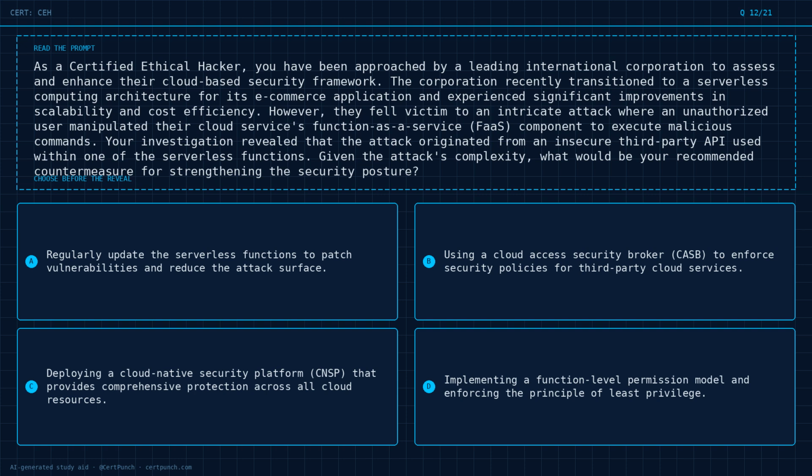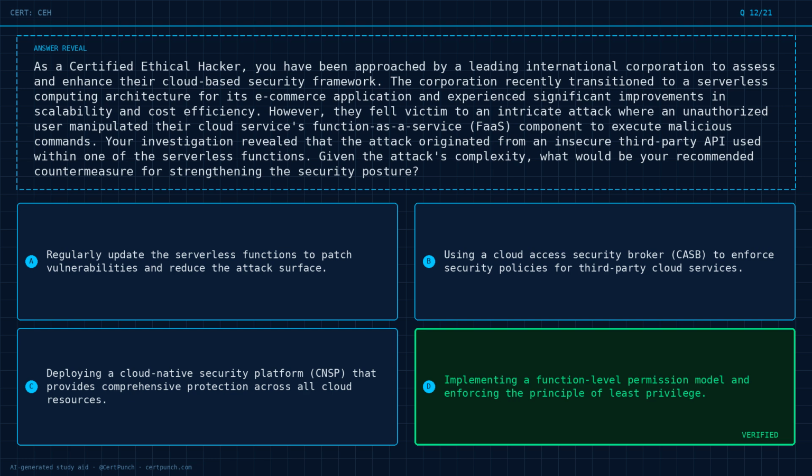Option A. Regularly update the serverless functions to patch vulnerabilities and reduce the attack surface. Option B. Using a cloud access security broker, CASB, to enforce security policies for third-party cloud services. Option C. Deploying a cloud-native security platform, CNSP, that provides comprehensive protection across all cloud resources. Option D. Implementing a function-level permission model and enforcing the principle of least privilege. Choose the best answer before the reveal. Commit to it now.